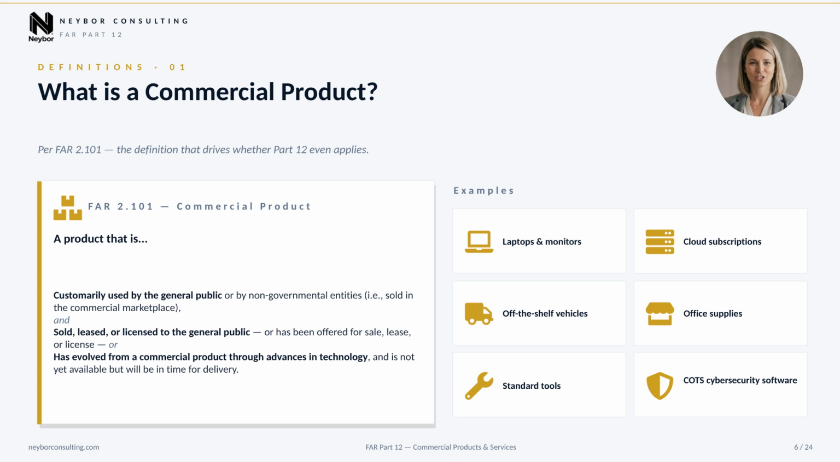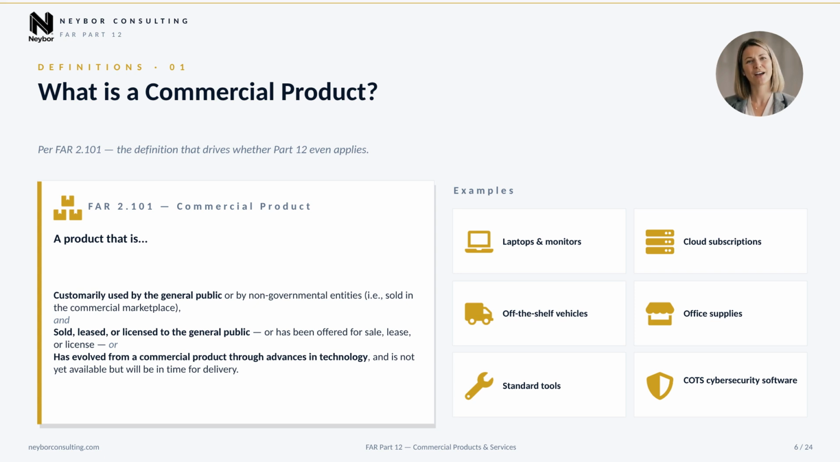The first definition you must know: commercial product. FAR 2.101 says a commercial product has to clear 2 gates. Gate 1, it is customarily used by the general public or by non-governmental entities. Translation, there is a real commercial market for it. Gate 2, it has been sold, leased, or licensed to the public, or at least offered for sale. There is also a third path for a product that has evolved from a commercial item through technology advancement and is not yet available but will be in time for delivery.